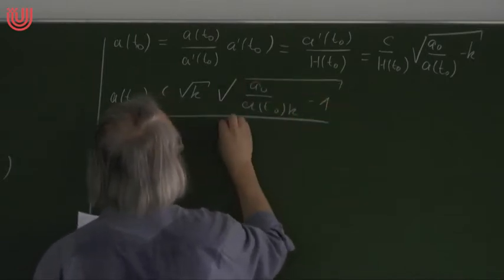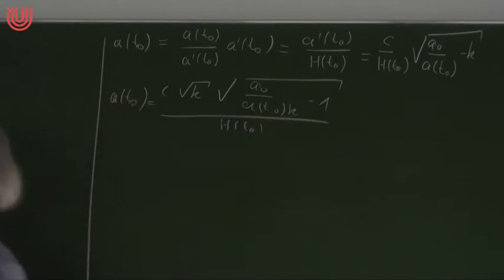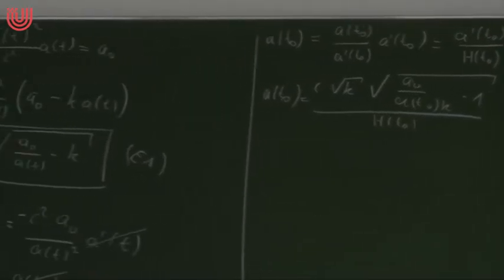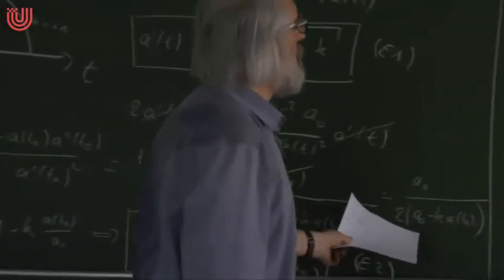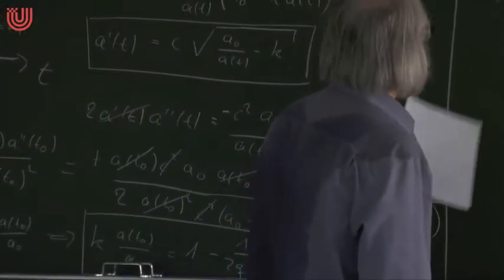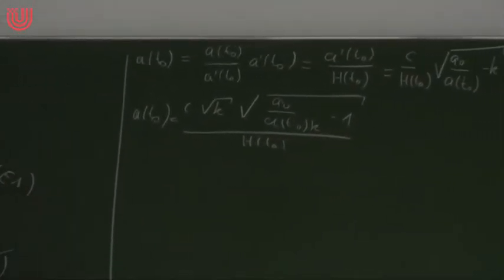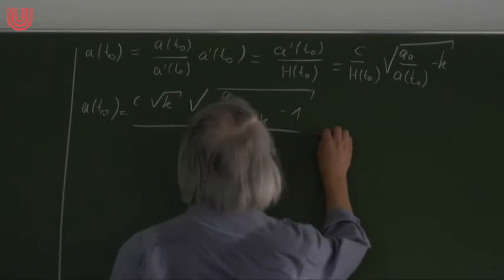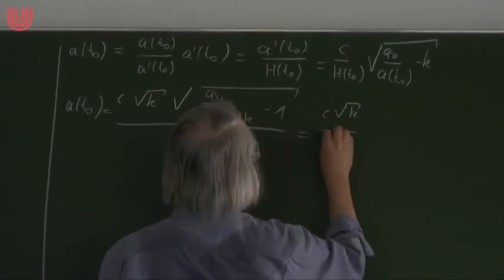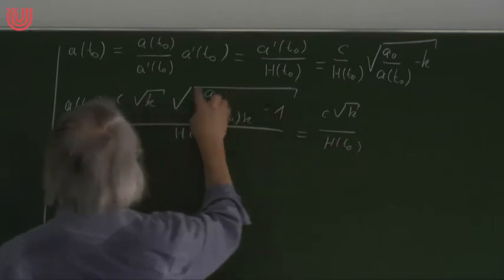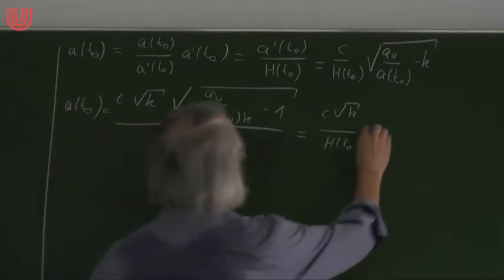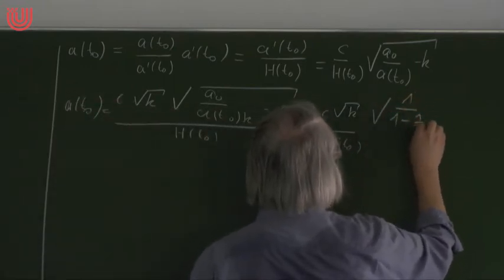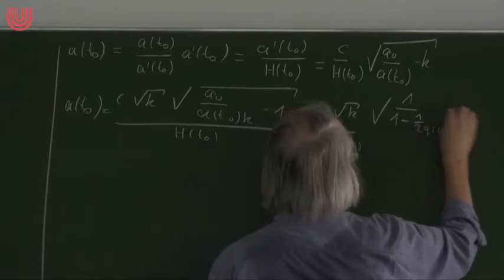Why do I do this? Because this is exactly the expression which I had calculated here. Is it this? Well, actually it's the inverse, right? Yeah, okay, then it's the inverse. c root k divided by H of t naught. And this expression here is the inverse of what we have calculated here. So it's 1 over 1 minus 1 over 2q minus 1.